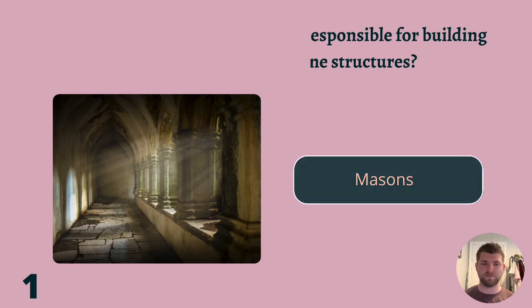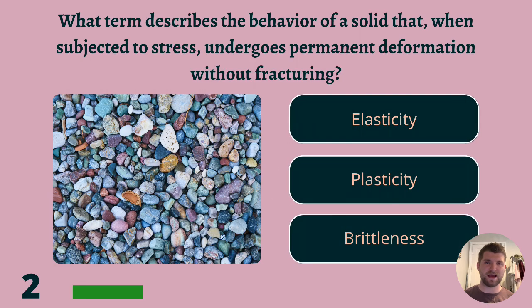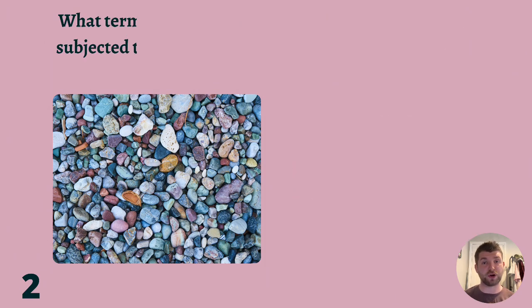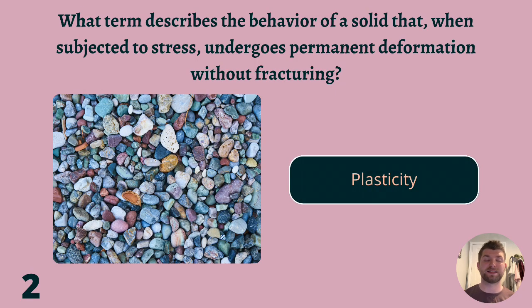Question 2. What term describes the behaviour of a solid that, when subjected to stress, undergoes permanent deformation without fracturing? Elasticity, plasticity, or brittleness? So you get 3 multiple choices for each question. You need to pick the correct one. For question 2, it is plasticity.